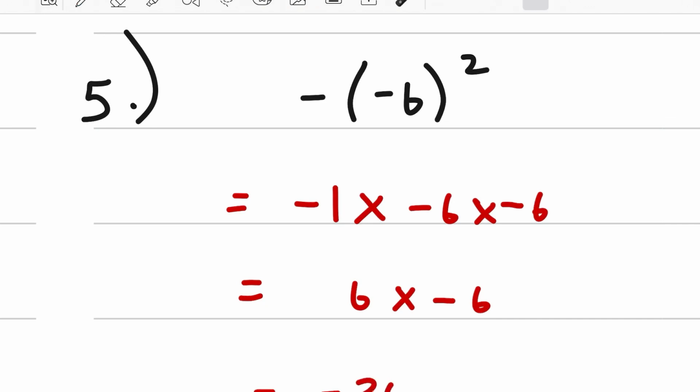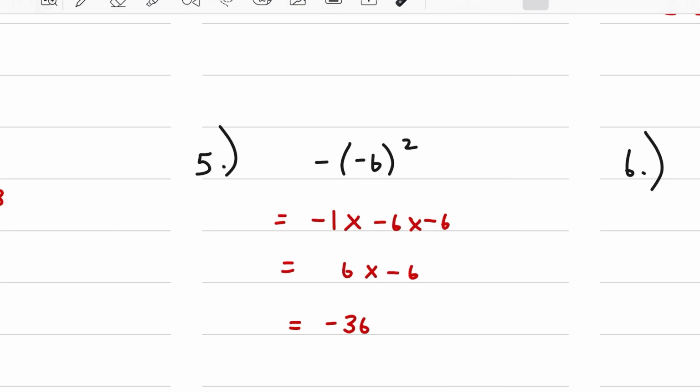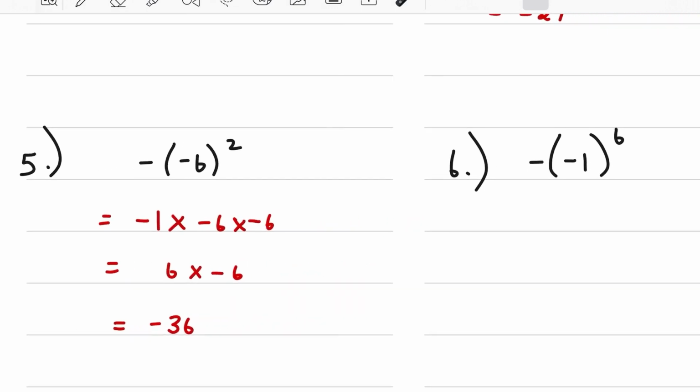Now you could have also multiplied minus 6 by minus 6 and gotten positive 36, then multiplied by minus 1 to get negative 36. So again, the order does not matter for multiplication. The order in which you do the multiplication does not matter. You'll get the same answer.